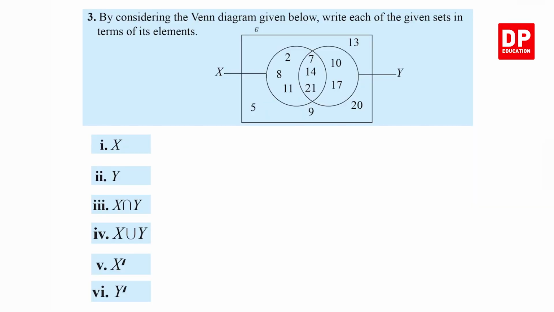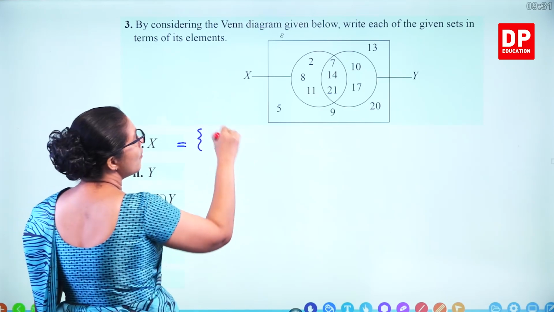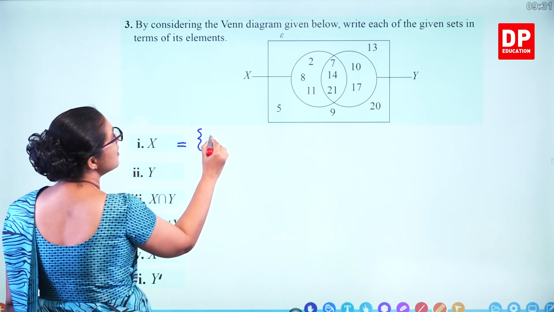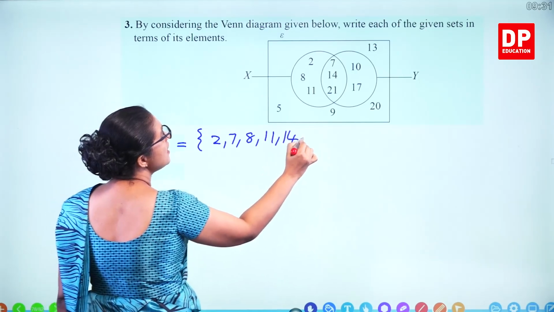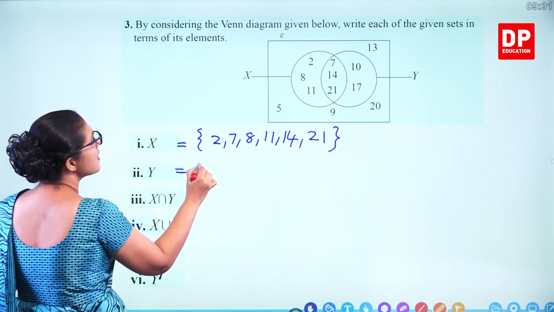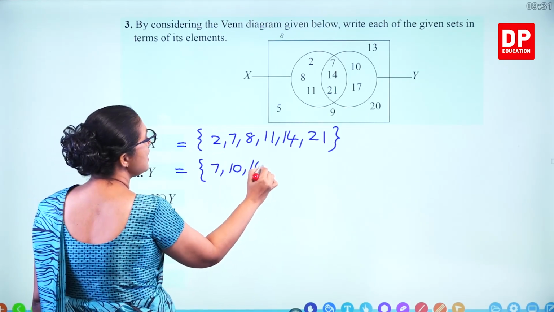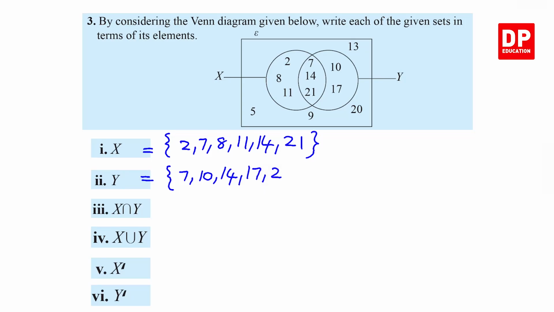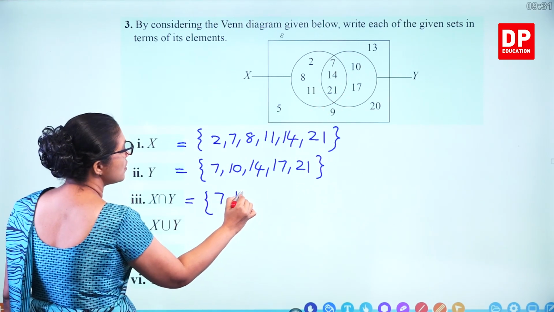By considering the Venn diagram given below, write each of the given sets in terms of its elements. X: only consider the X circle. 2, 7, 8, 11, 14, 21. Y circle: 7, 10, 14, 17, 21. X intersection Y means inside both: 7, 14, 21.